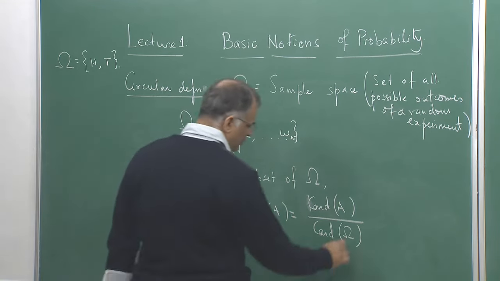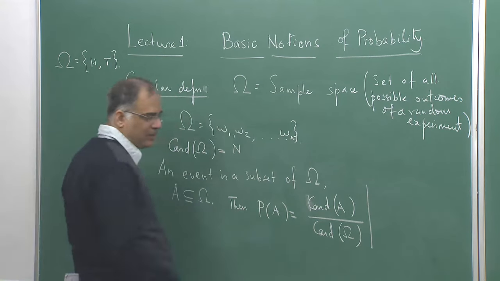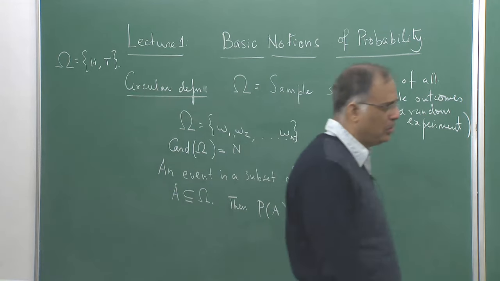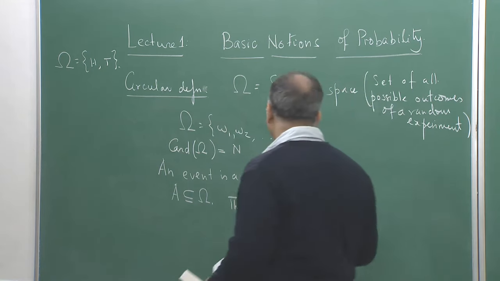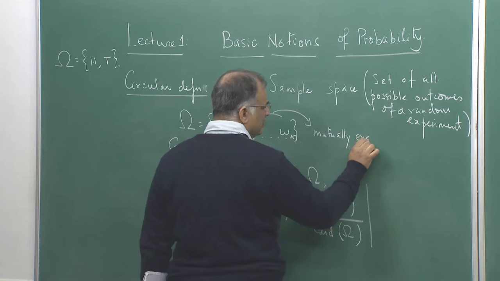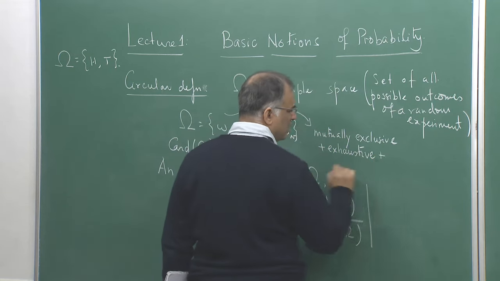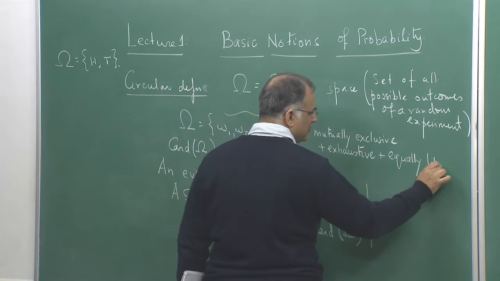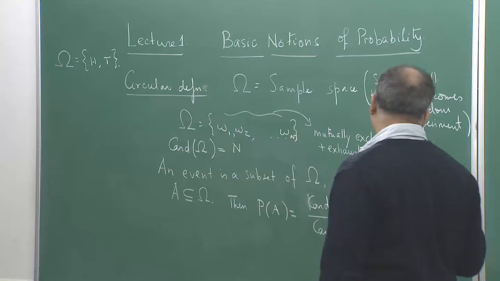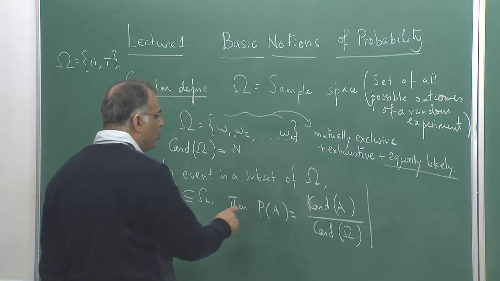This is a very useful definition. It gives you a very intuitive idea of what probability is, and it allows you to actually compute probability in most cases. But there are certain flaws in this definition. The first flaw is that we assume that all these outcomes are mutually exclusive, plus exhaustive, plus equally likely. Equally likely simply means that all of them can occur with the same chance, so you have actually assumed tacitly the idea of probability within the definition of probability. So you cannot consider this a foolproof definition.